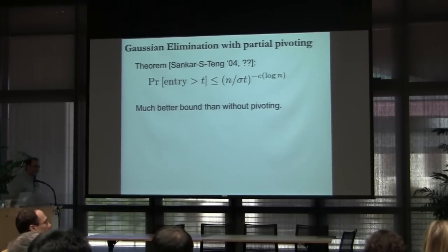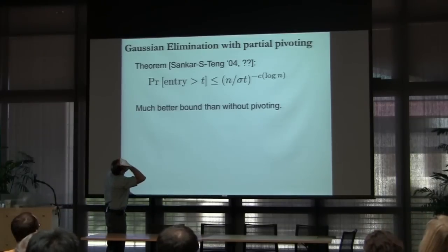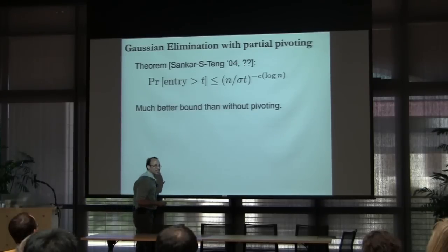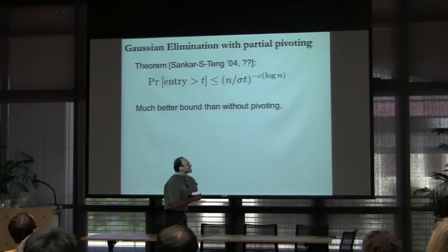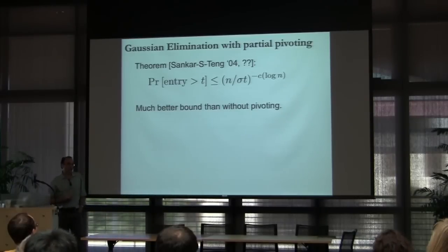Yes? Is the exponent plus c log n? Oh, I wrote minus. I'm sorry. That should have been plus c log n. Thank you. I forgot that a double negative is actually a positive. Yeah, right, that should have been plus c log n. But probably someone can prove an n there. Or at least a root n. The best we know is a log n.